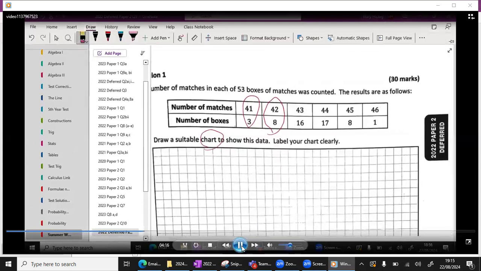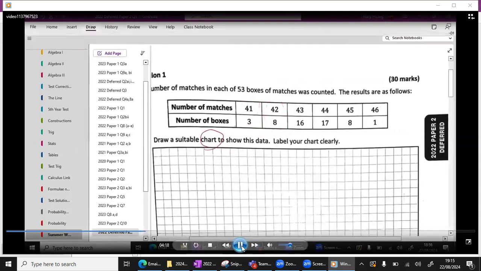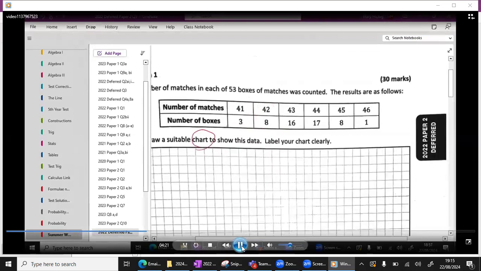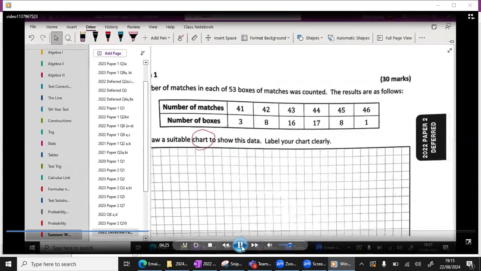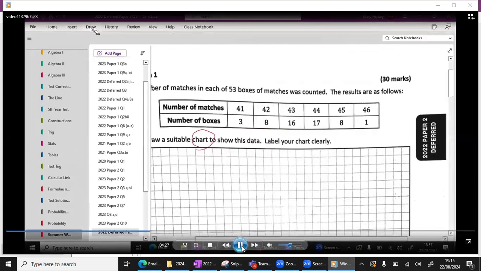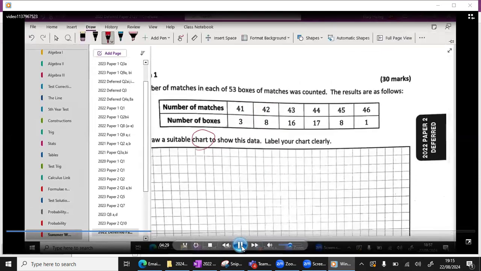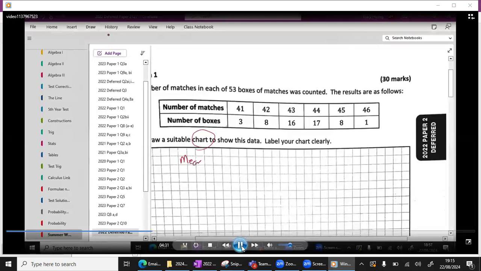So the mean, I'm just going to get rid of this for a sec. This is called a frequency table. When we have a frequency table and we want to do a mean, what we are doing is multiplying top and bottom the whole way along. So 41 by 3 plus 42 times 8 plus 43 times 16 plus, and we keep going.